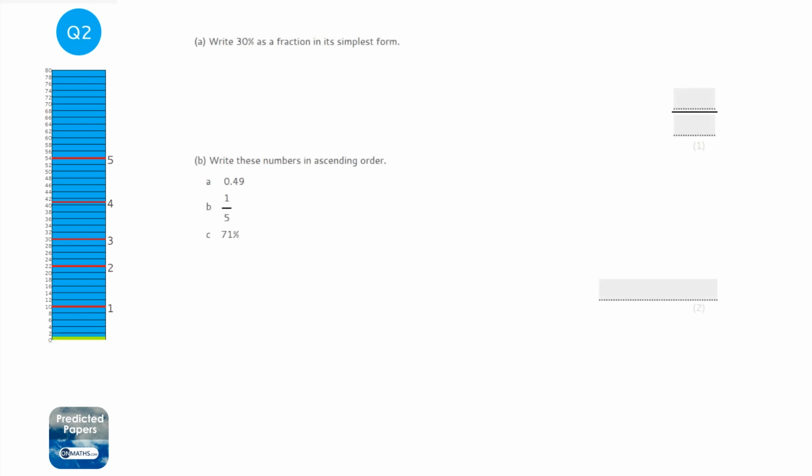To convert a percentage into a fraction, you just need to remember that percent means per 100, so that percentage sign there just means per 100, so it's 30 per 100, or 30 over 100. Then we need to simplify that, so we're going to divide top and bottom by 10, and we get 3 over 10. So the simplest version is 3 over 10.